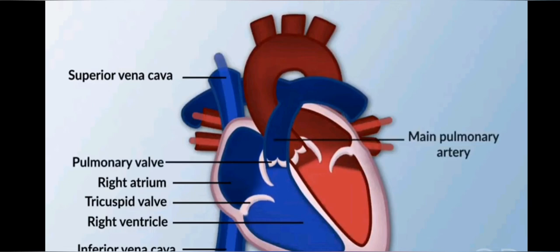There are valves between the auricles and the ventricles on each side, but not between two auricles or two ventricles. Aorta: on the contraction of the left ventricle, the oxygenated blood is pumped into the main artery, and that is called aorta.